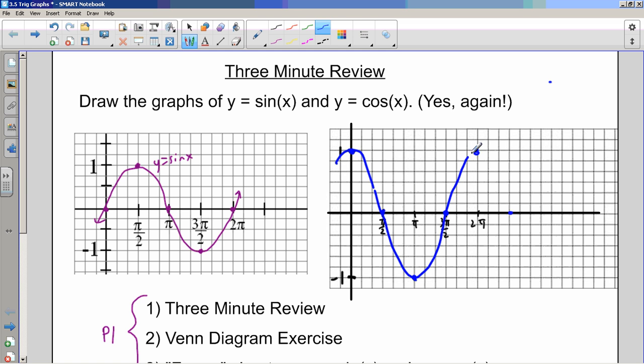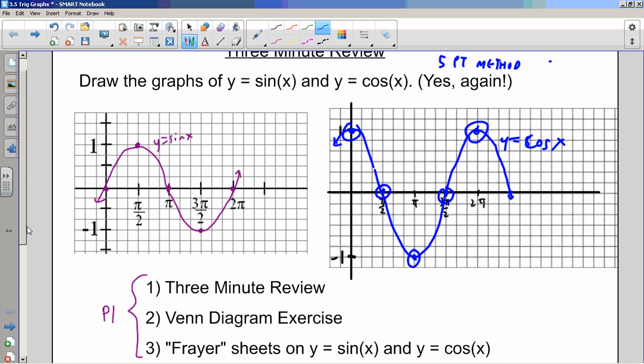And I don't need to remember any other points. Maybe your grade 11 teacher asked you to do more points than that. This is what I call the 5-point method. And important points, those are these ones, occur every pi over 2. Right? Important points every pi over 2. Okay, and that's cos x. And you should be able to do this without even thinking. Just, bam, it's done. Because we're going to be doing lots of neat stuff with them soon.